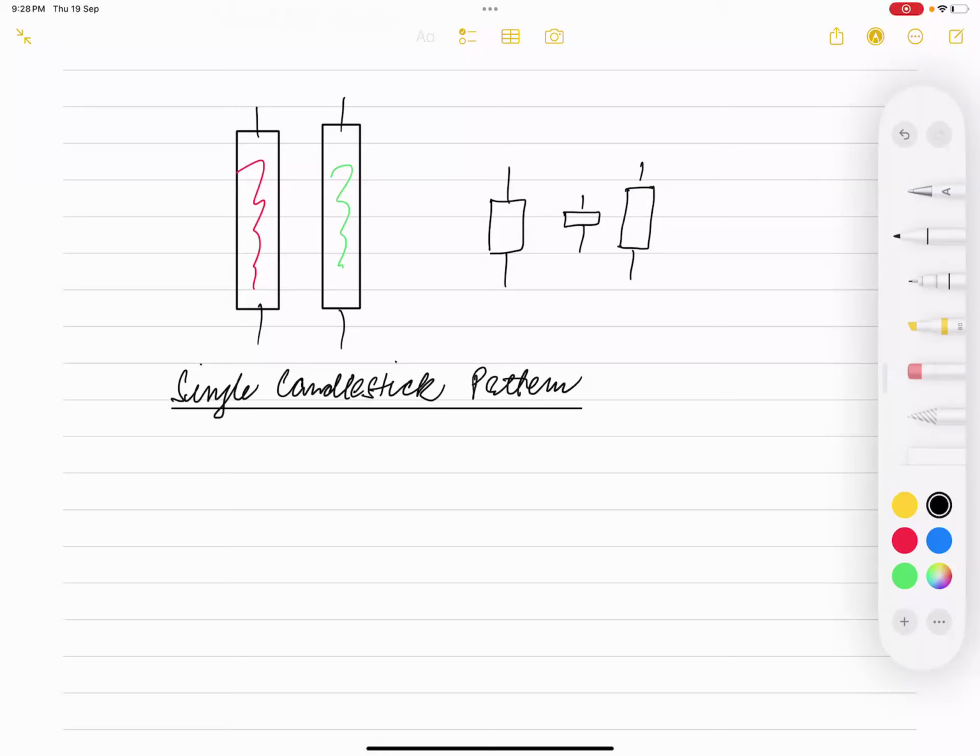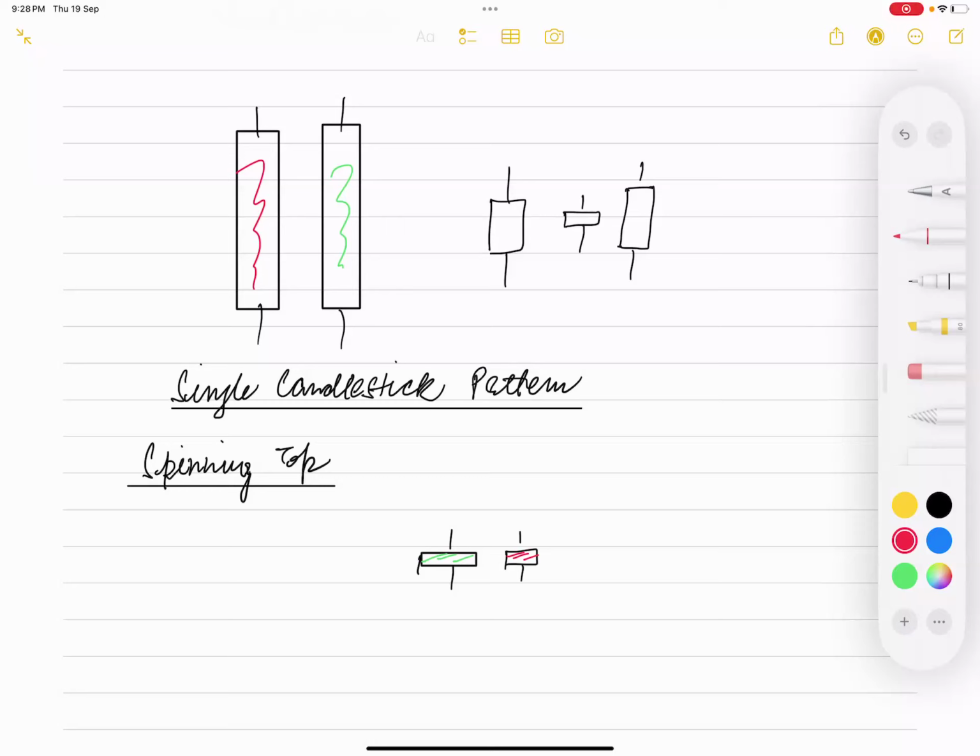Like a spinning top, it'll look like this. This pattern does not give any indication regarding the direction. Spinning top bodies are very, very small, and the wicks are also really small. So they show indecision in the market. This pattern does not give any indication regarding the direction, but it has a lot of price action associated with it.